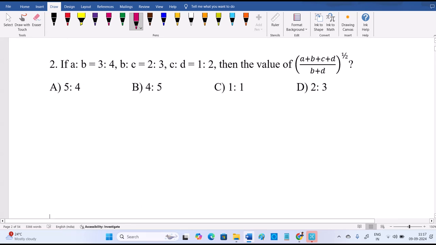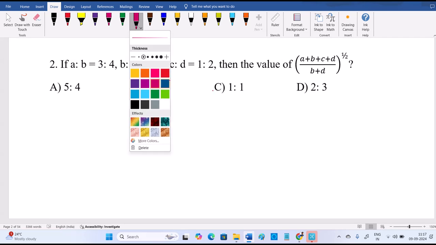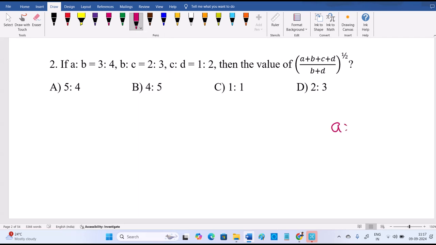We have different ratios A, B, okay, B and C somehow related, C and D somehow related. Now the question: numerator A plus B plus C plus D divided by B plus D whole power 1 by 2. That ratio we need to calculate. So guys, first go for joint ratio. If you are able to calculate A, B, C, D joint ratio, then this question is a bit easy. But how to calculate A, B, C, D joint ratio, sir?